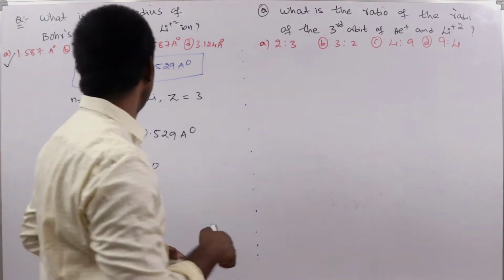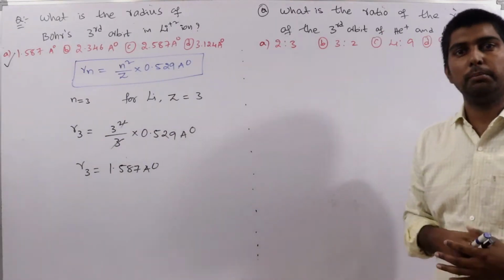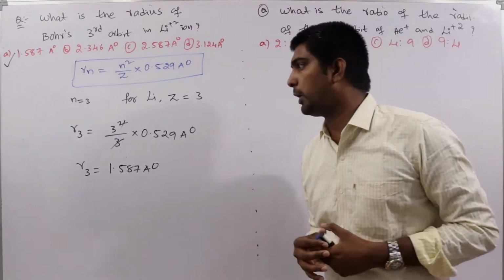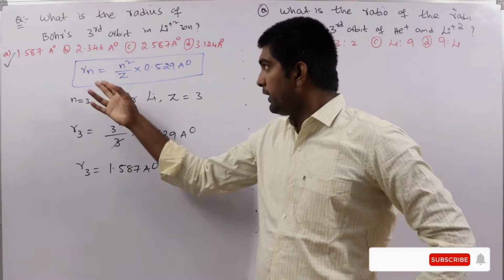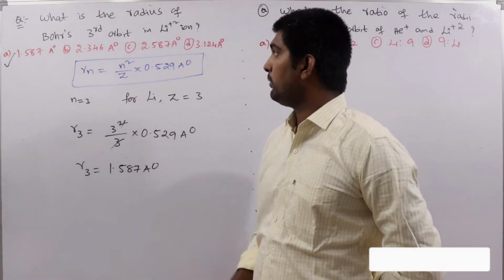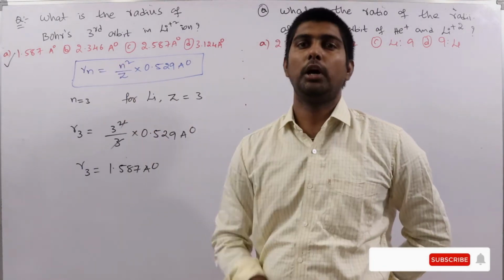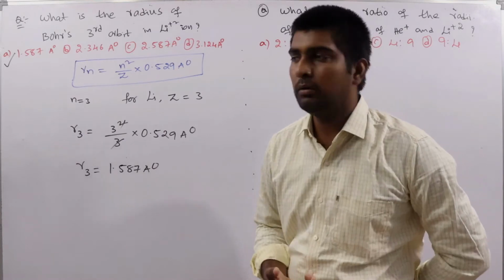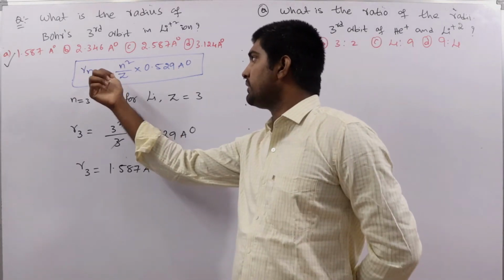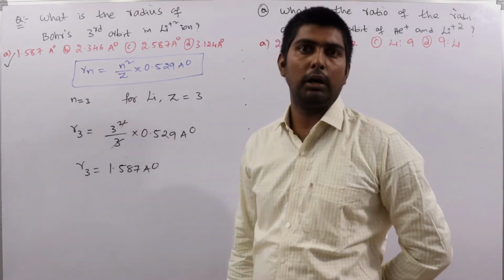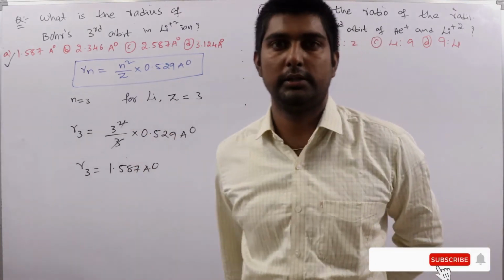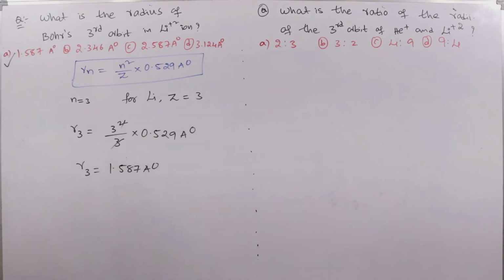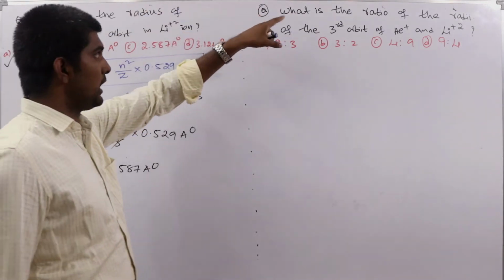Okay, very simple. First of all, we should remember the formula. I have given the list of all the formulas in the previous video. So this is the formula. What is n? The number of the orbit for which we have to calculate. And what is z here? The atomic number of the species which is given. Just substitute here, and we get the answer. Right. Next, let us see another problem.